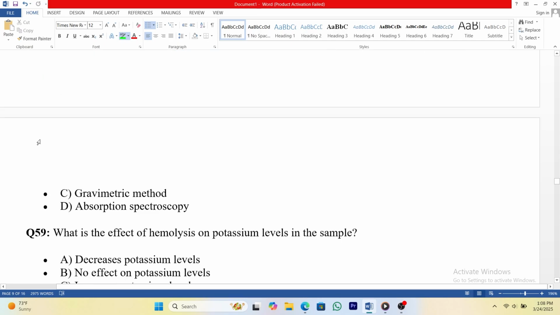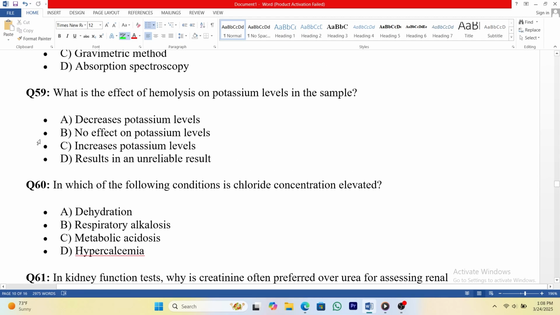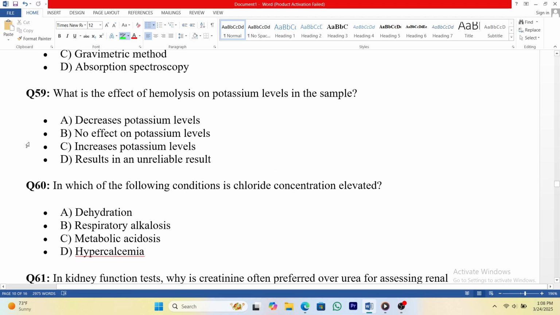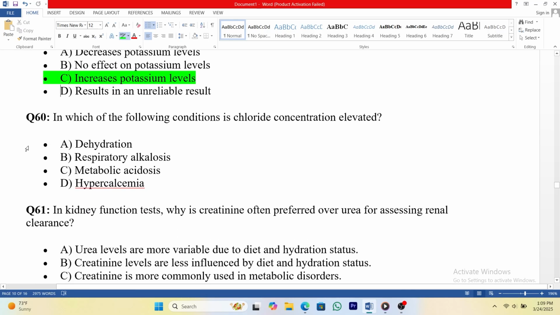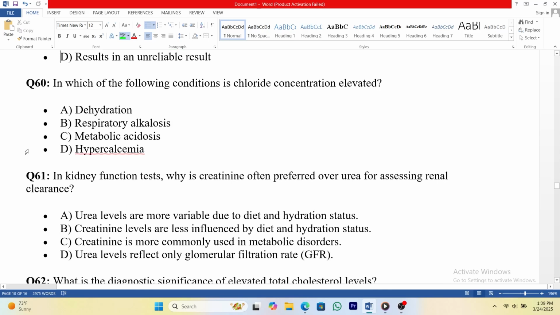59. What is the effect of hemolysis on potassium levels in the sample? A. Decreases potassium levels. B. No effect on potassium levels. C. Increases potassium levels. D. Results in an unreliable result. Answer: C. 60. In which of the following conditions is chloride concentration elevated?